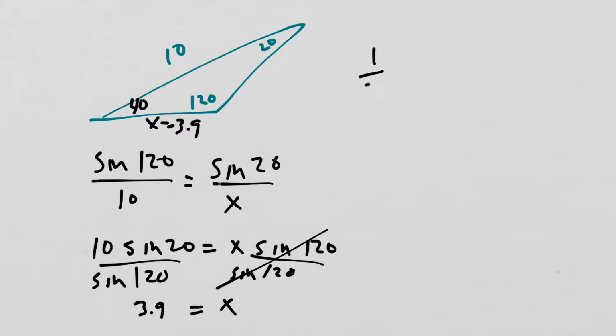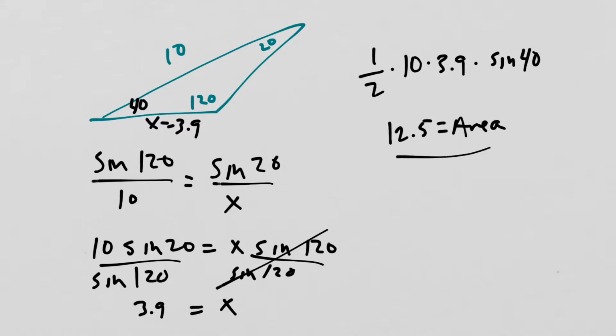All right, we now have 1/2 times side 10 times side 3.9 times the sine of 40 degrees. Okay, so we have our two sides. We multiply them together. Again, use 0.5 as the half if you want, times 10 times 3.9 times sine of 40 degrees, and we get an area of 12.5. So 12.5 equals the area of that triangle.